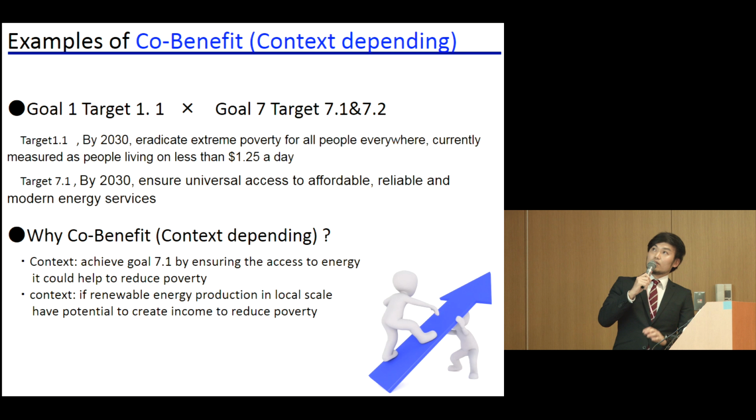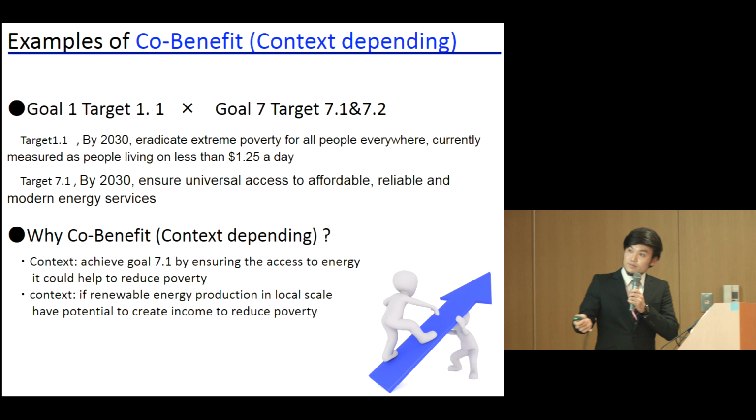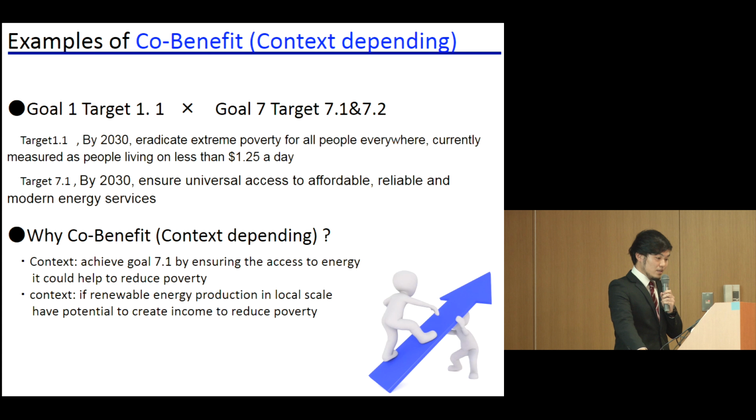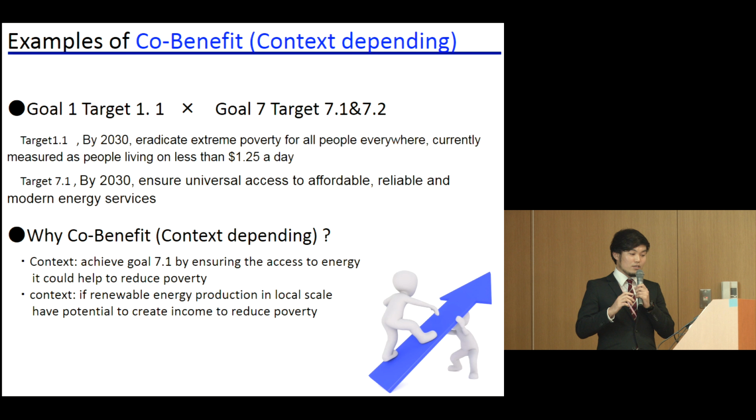It is context dependent, and when we can say this is co-benefit, this is the context we think. First, achieve goal 7.1 by ensuring access to energy, it could help to reduce poverty. And renewable energy production at local scale has potential to create income to reduce poverty.